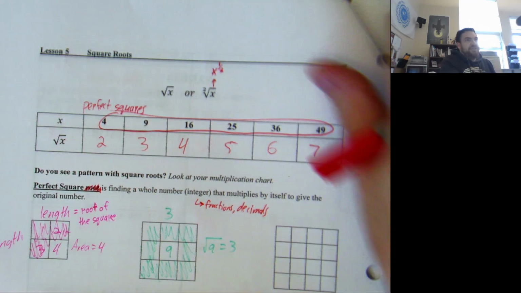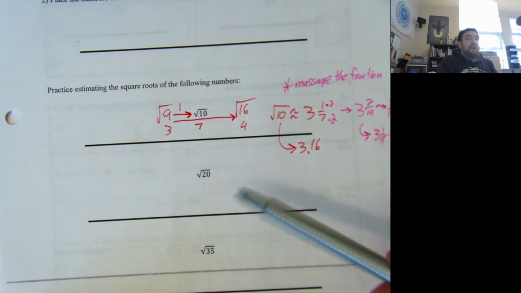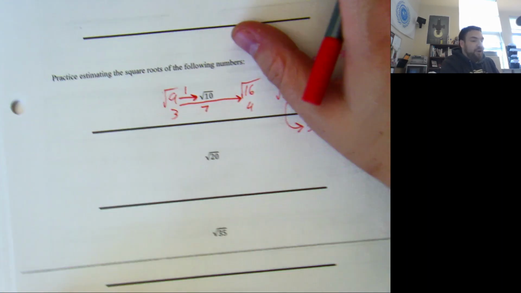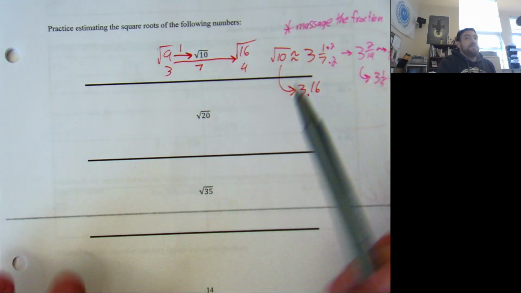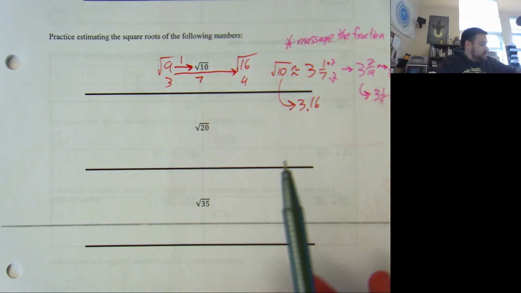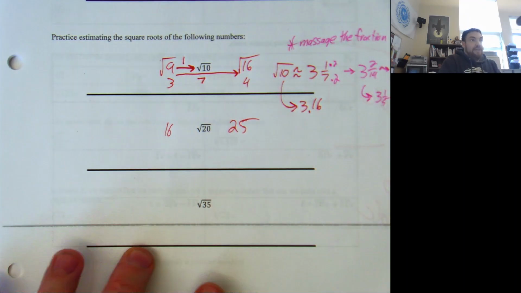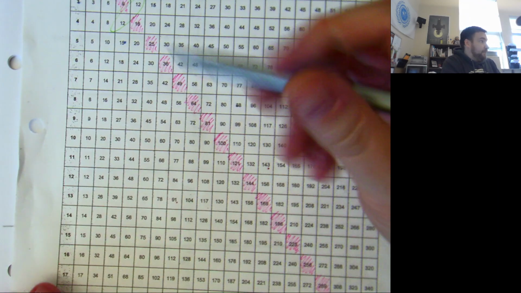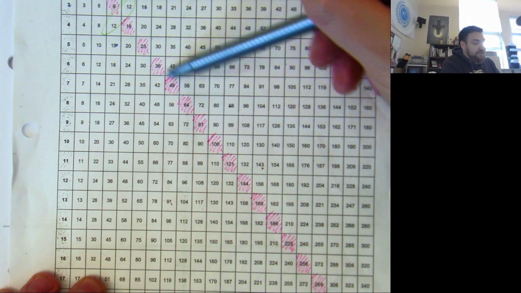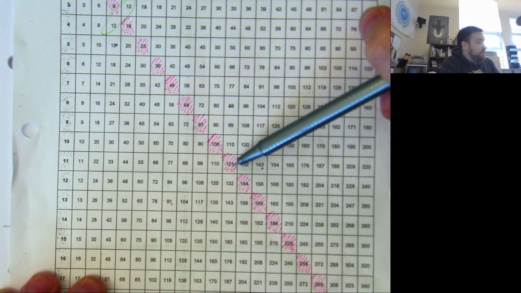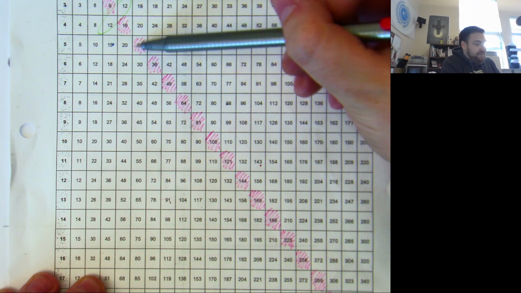Ruben wants one more, so let's do one more. The square root of 20. If you don't need what I'm about to do, ignore it. The square root of 20 is between what 2 perfect squares, Ruben? 16. Between 16 and 25. So Ruben, look at your multiplication table. All these diagonals are the perfect squares. So 20 is going to be right here between 16 and 25.